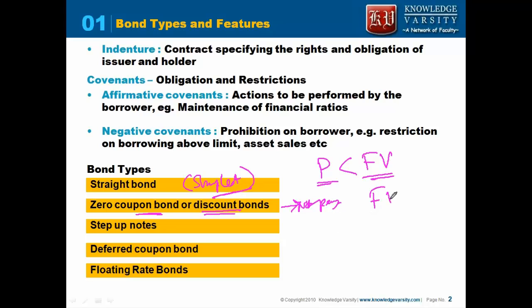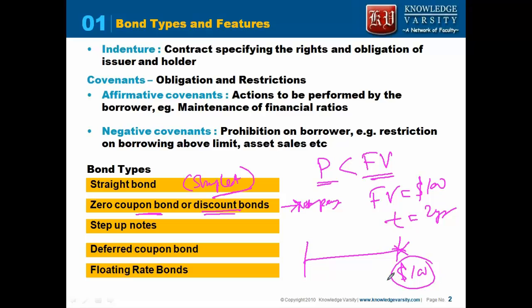Let's say a zero coupon bond's face value is 100 and it is maturing after 2 years. So the bond will mature after 2 years, and its face value is 100. You will discount that, and you will try to find out the present value. So you will discount the $100 and find out the present value of the bond.